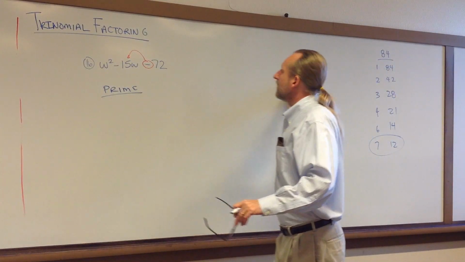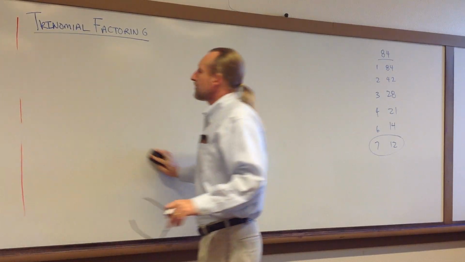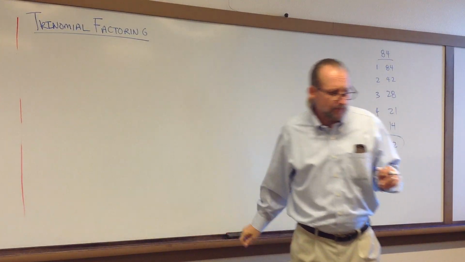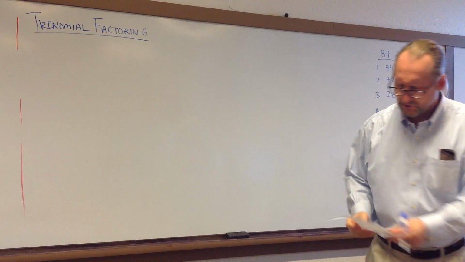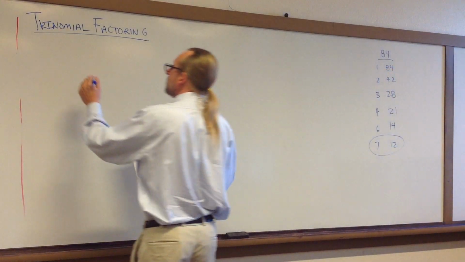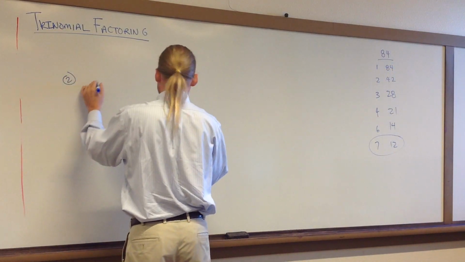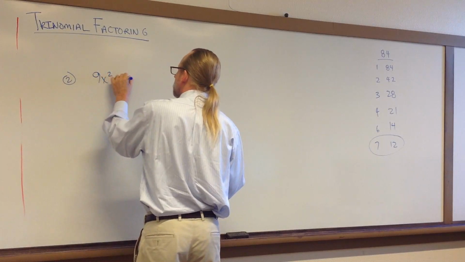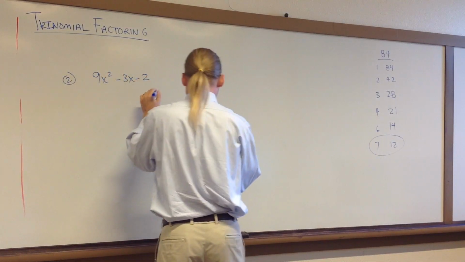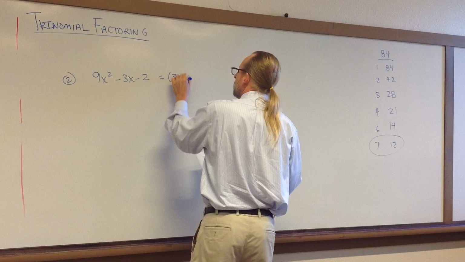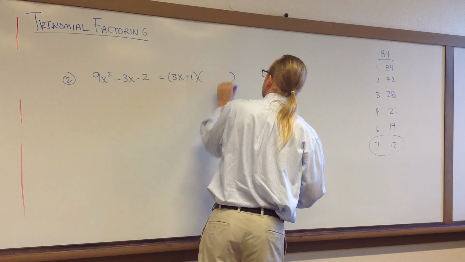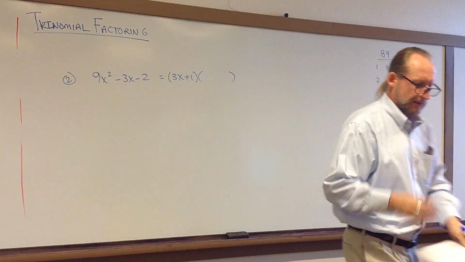Well, let's move on and look at the more challenging problems. So the next handout starts with some problems at the top of the page. Let's see here, 9x squared minus 3x minus 2. And I've filled in the first set of parentheses and then left the second one blank.